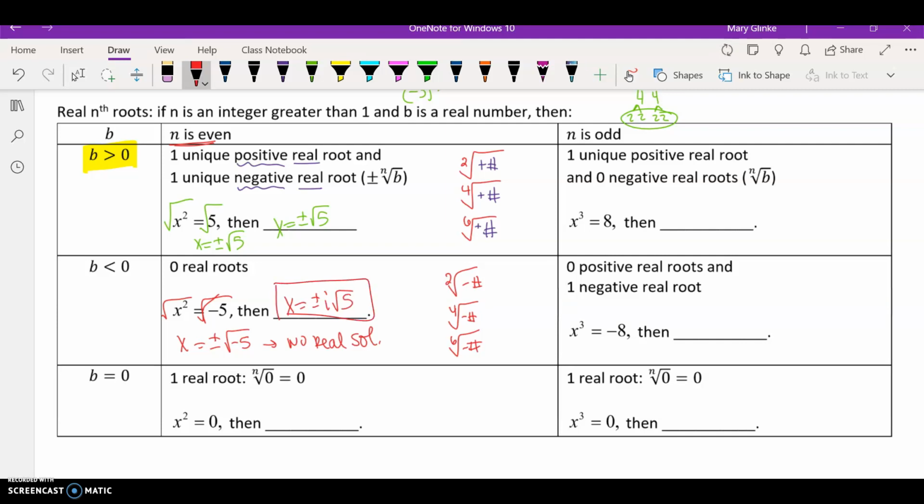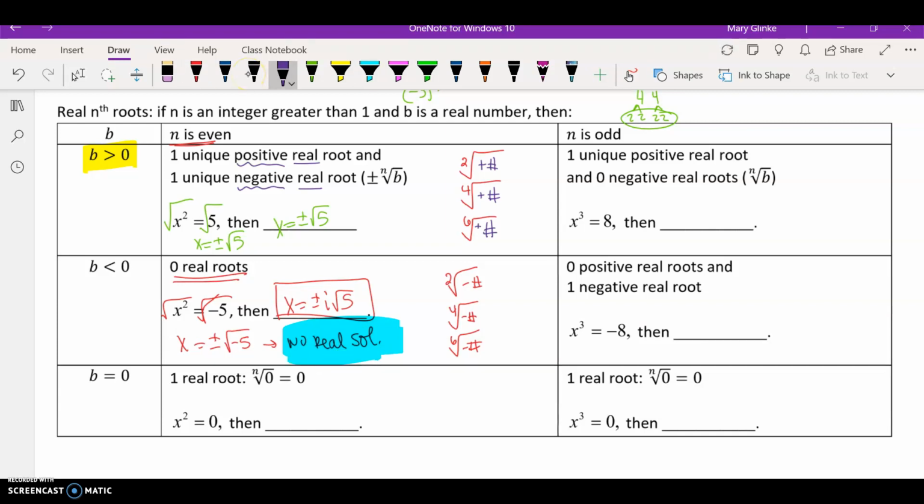And if it's a square root, we could do that, but we can't do the fourth root of a negative or the sixth root of a negative. So if you have a negative inside and you're taking an even index, you get 0 real solutions. So you can actually write no real solution.